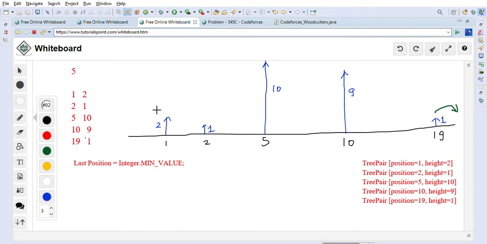And how will we solve this problem? If we are looking at the tree at position 1, we cannot fell this tree onto this side, because it will occupy two positions, so it will go until 3.